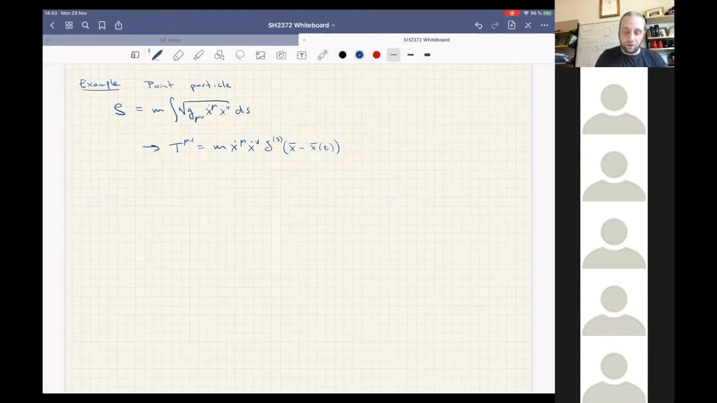If we actually look at what the different components are, for example T00, that's going to be the mass multiplied by this three-dimensional delta function, which is in essence the energy density. And similarly, if we look at Ti0, that's essentially m times the i components of the velocity, and this same delta function, x minus x of t. So again, this would be momentum density.